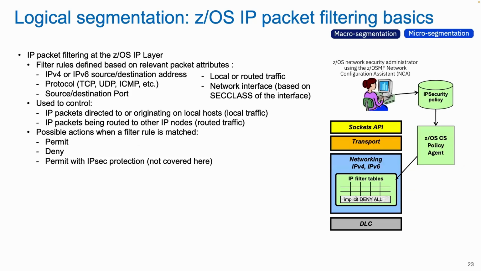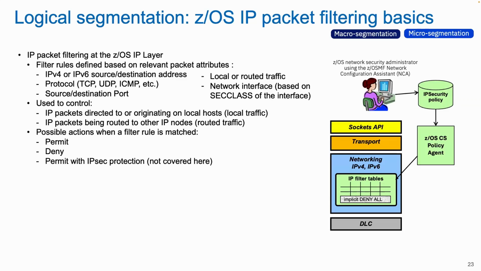On z/OS, we sort of have an additional capability called IP packet filtering. So you can define IP packet rules that also look at IP packet attributes like IP addresses, protocol, port. But it can also look at whether the traffic is local to z/OS or routed. It can also look at the network interface, the security label on the network interface, etc. The actions that you can take are deny or permit. There's also a third action, which is permit with IPsec protection. So our z/OS IPsec protection is built on top of IP filtering capability. We're not going to get into that today.